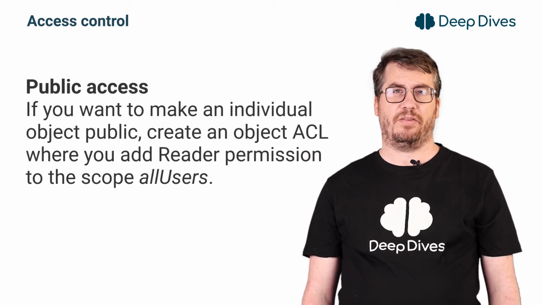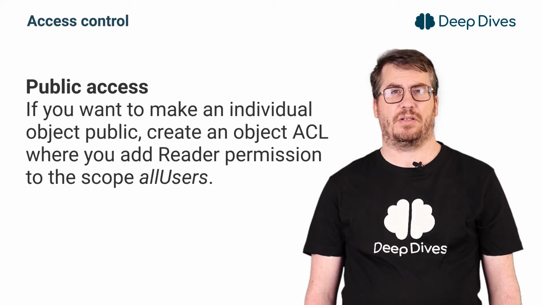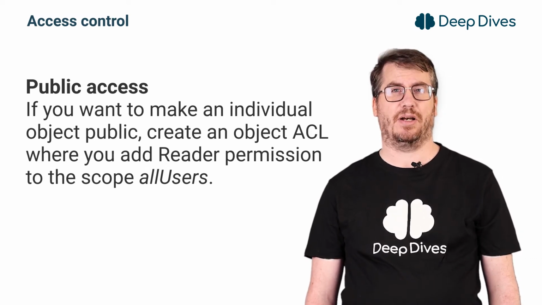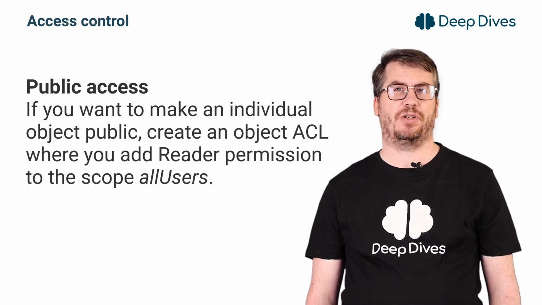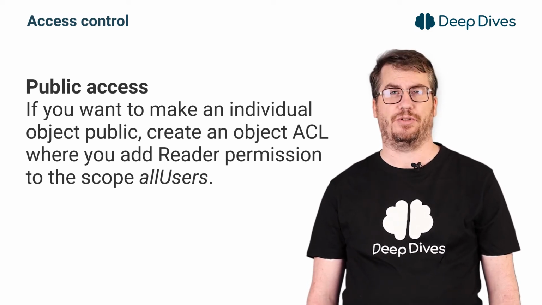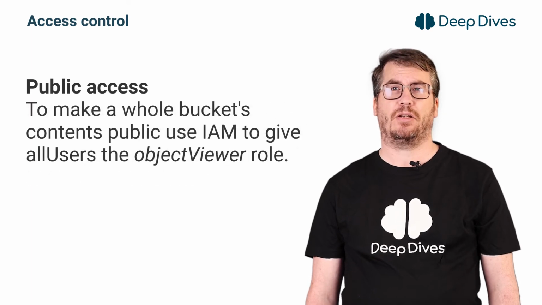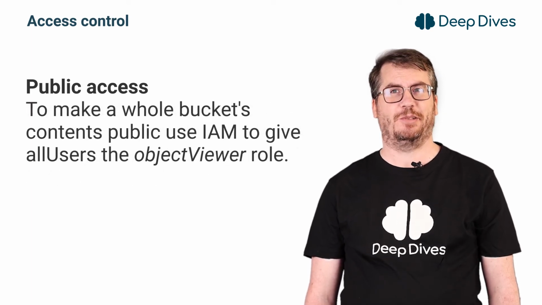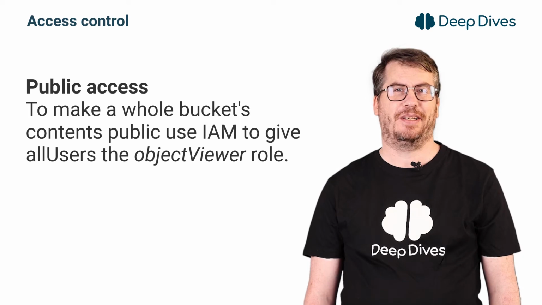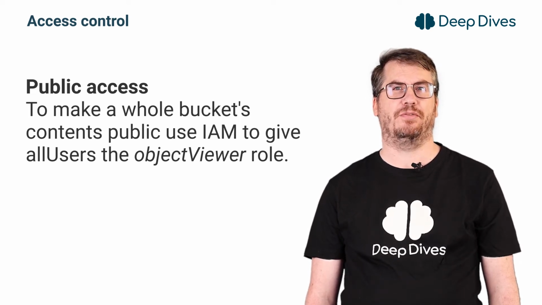If you want to make an individual object public, thus downloadable by anybody online, create an object ACL where you add a reader permission to the scope, all users. To make a whole bucket's content public, use IAM. What you need to do is to give all users the object viewer role.